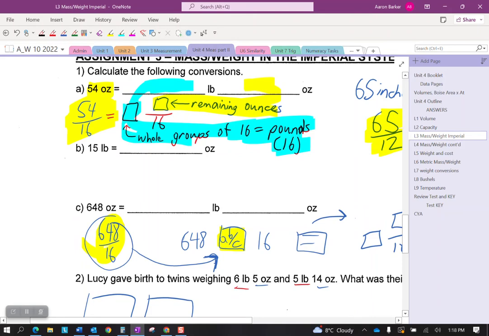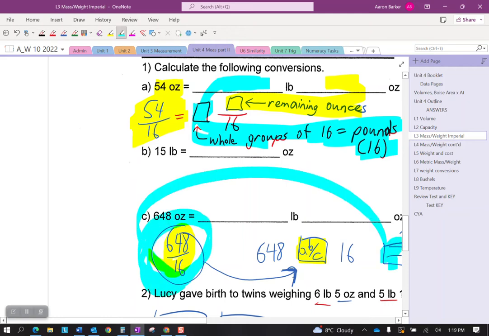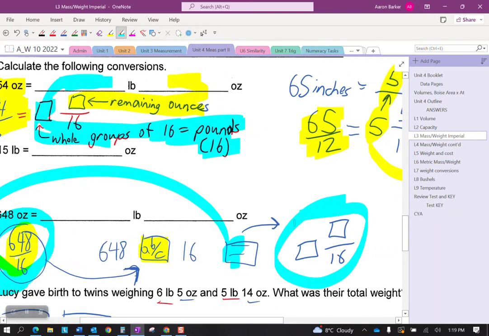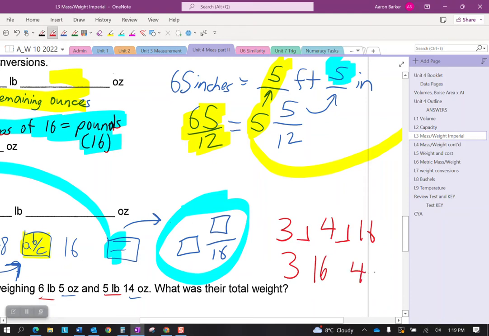Actually, it will do it for you if you have an ABC button. If you type in 54 ABC 16, you're telling it this is the fraction. And when you press the equals button, it will automatically turn it into a mixed fraction. It'll look something like this though: 3, weird line, 4, weird line, 16. This tells you 3 pounds, 4 ounces.